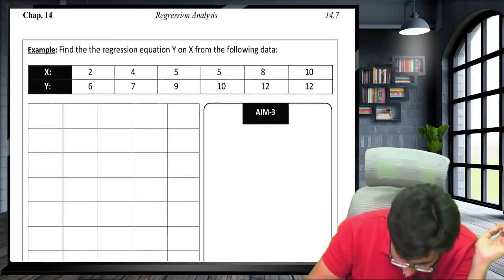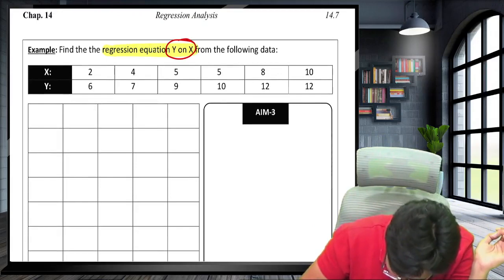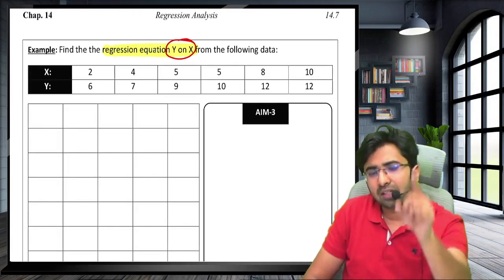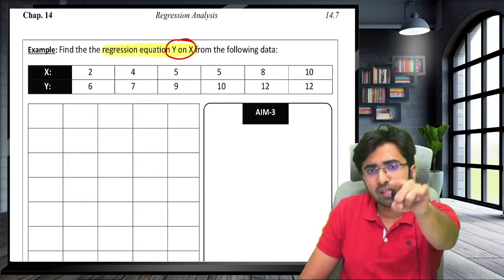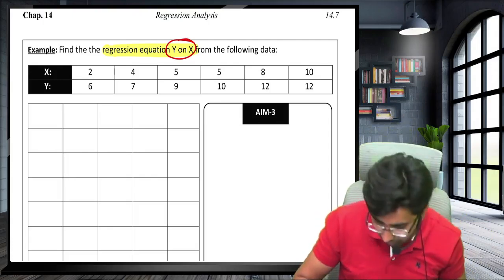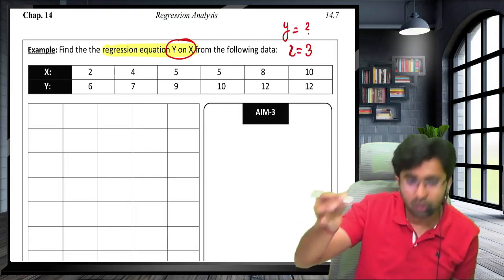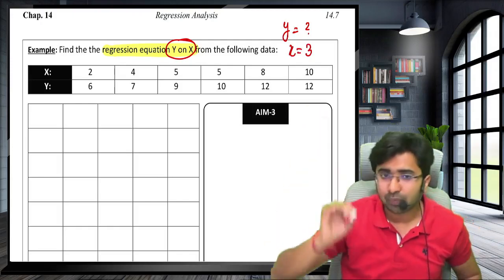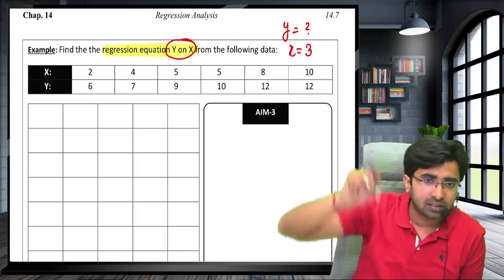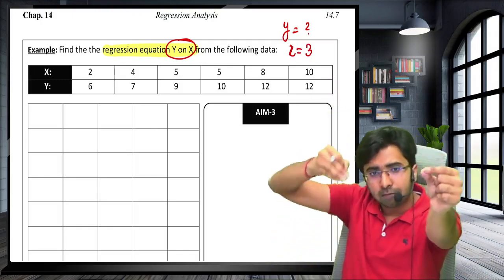Guys, find the regression equation y on x. Can I say they are asking the aim number 2? They are asking the regression equation. But I am extending this question and I am giving you one more aim: calculate y when x is equal to 3. I am asking you to estimate the value of y when x is 3.